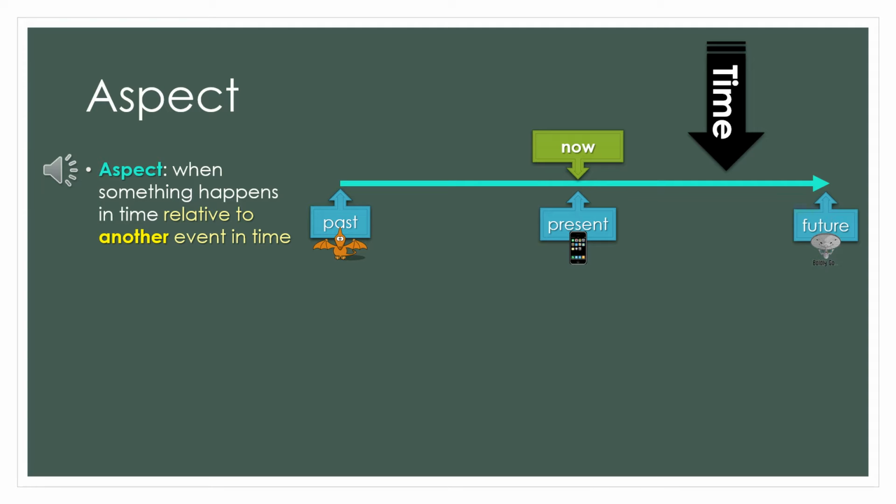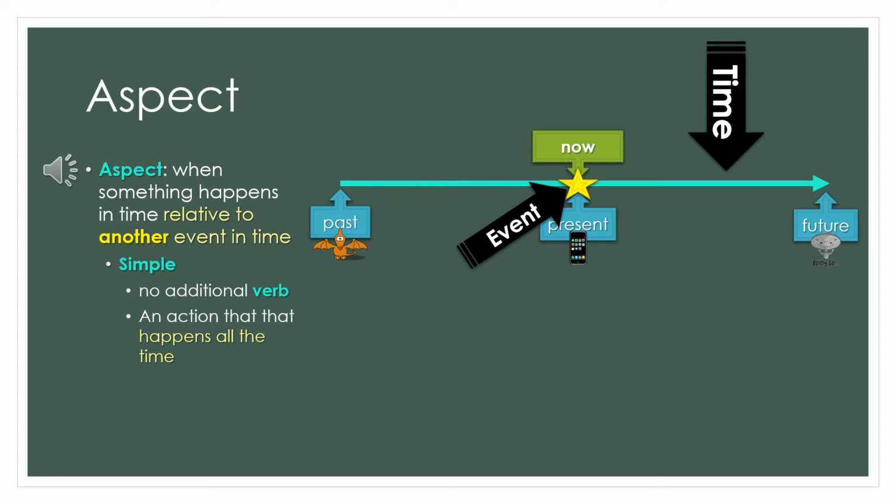If tense is when an event happens in time, aspect is when an event happens in time relative to another event in time. Simple is one of the three aspects. With simple aspect, there is no additional information. There is no additional word. Simple aspect is an event that happens all the time.